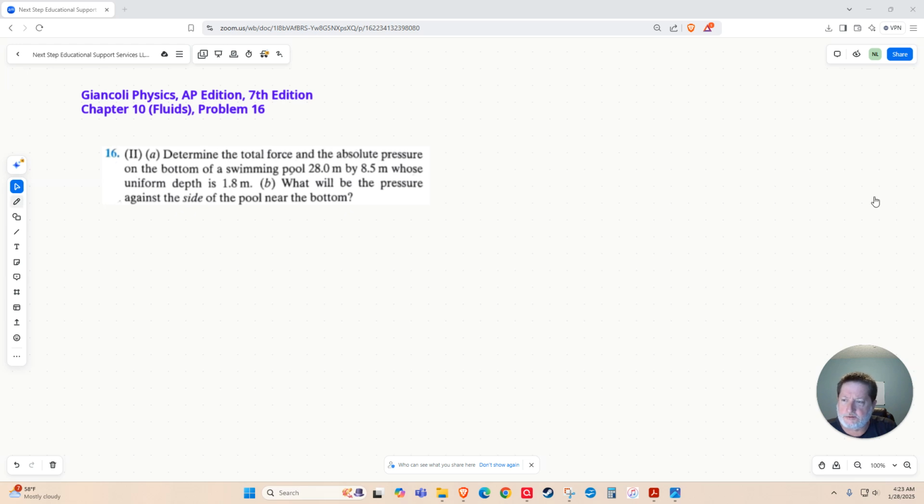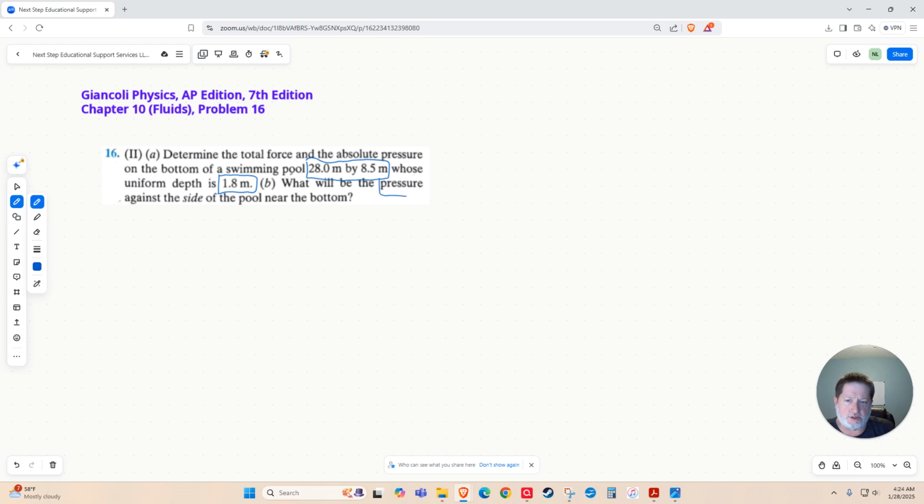Okay, so general problem solving strategies. Take note of the dimensions we're working with here. These are dimensions of a pool. Specifically, these are the horizontal dimensions. And I also have a vertical dimension. So it's going to be able to give us our volume and an area, depending on what part of the problem we're working on.